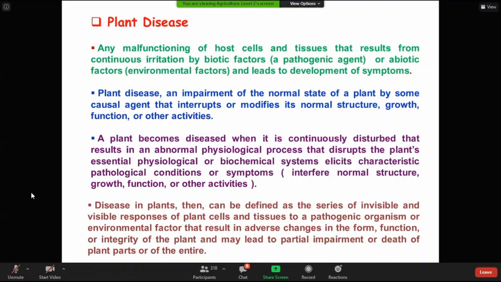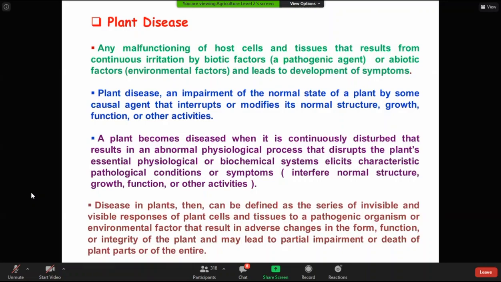In exactly the same way, you can notice the infection in plants as invisible. Plants may just react or respond to the pathogenic infection, but it will be visible when you see some changes in its form, structure, function, or some other integrity, and that may lead to partial impairment, even death of the plants. We call it plant disease. So to summarize, when morphology and physiology are both altered due to infection by a pathogen, we call it plant disease.